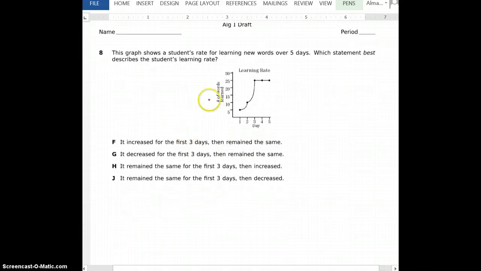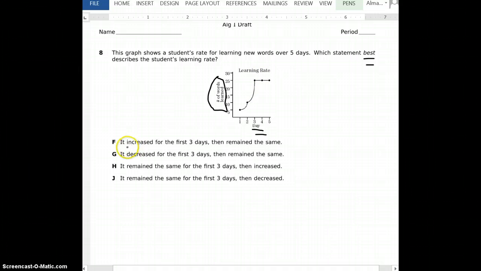Okay, number 8. This graph shows the student's rate for learning new words over 5 days. Which statement best describes the student's learning rate? Okay, so these are my days, and these are the number of words learned. Just by looking at this graph, I can see that over the course of the first day, this person learned a lot of words, and between the next 2 and 3 days, this person learned even more words. But after about 3 days, they didn't learn any new words. That kind of stayed the same. Maybe they stopped studying, or maybe they stopped trying to learn.